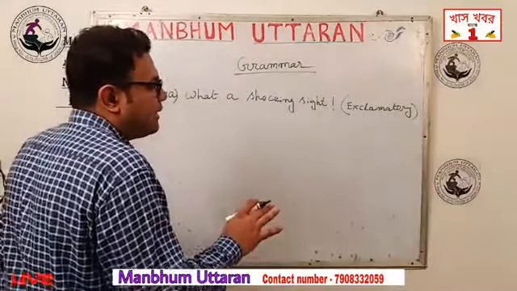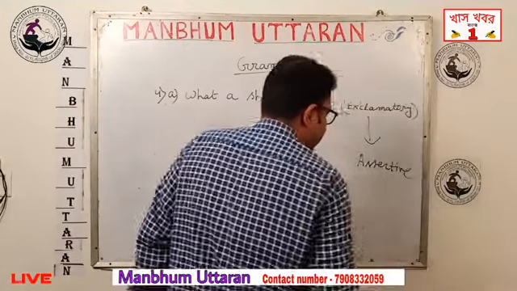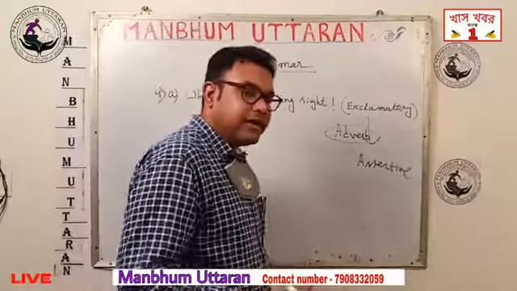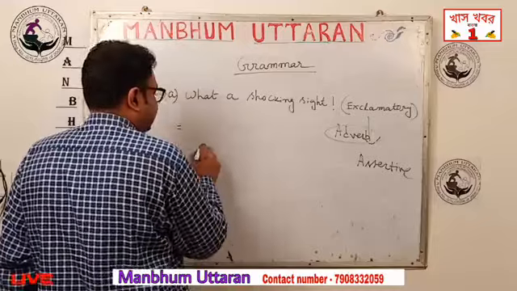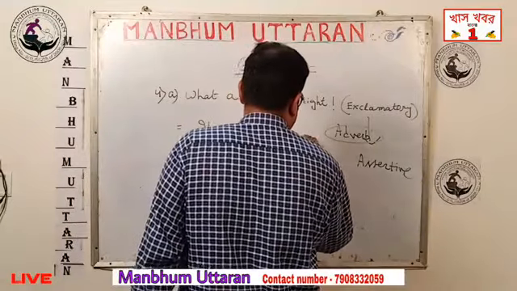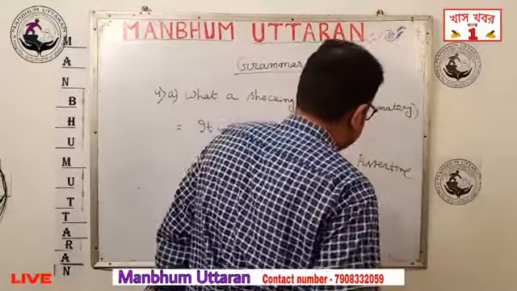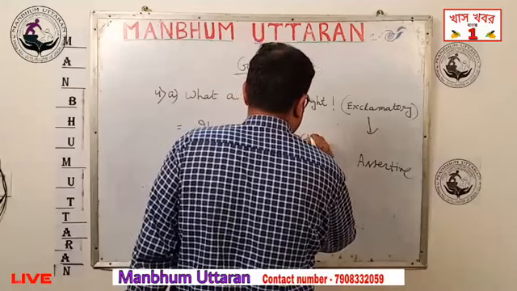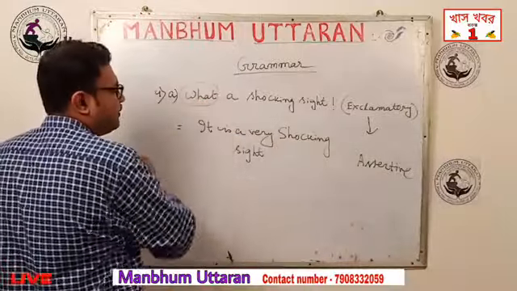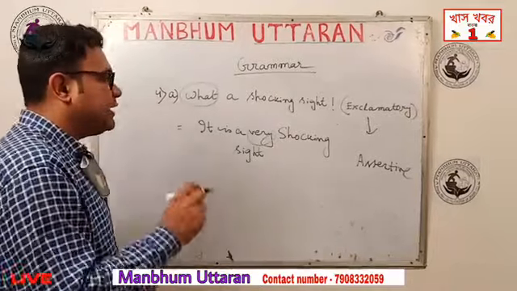So when we change an exclamatory to an assertive sentence, we generally use an adverb with it. So what is being replaced with this word very? So, it is a very shocking sight. What a shocking sight? It is a very shocking sight.